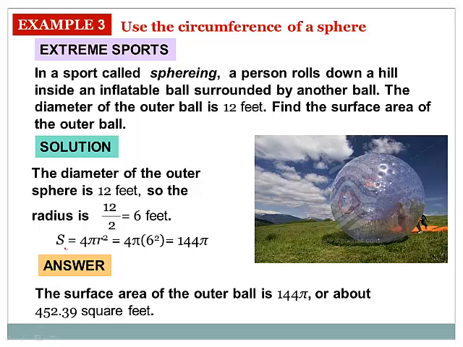If you use the pi button, you get 452.39. So 452.16 square feet, or feet squared. Either one is acceptable. Most of the time in the quizzes I'll ask you to use 3.14 so we can be consistent.